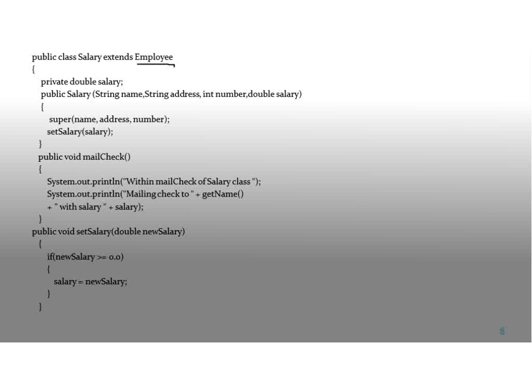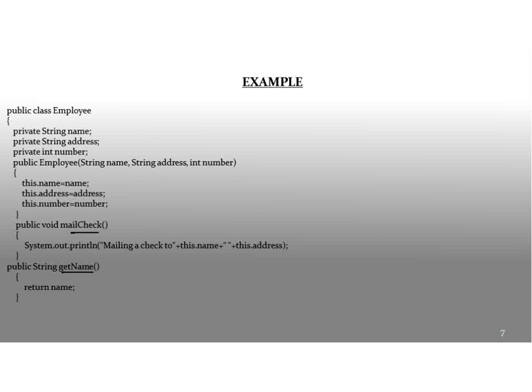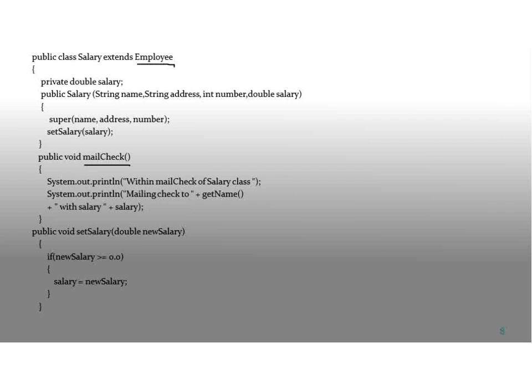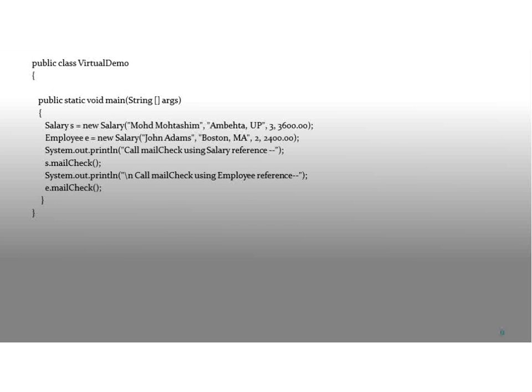So again we have the mail check method. As you can see, we already have a mail check method, but we have another method in the salary class also, which is defined by the same name, and we have a set salary method. Here we are calling the mail check method of the salary reference, and we are calling the mail check method using the employee reference.